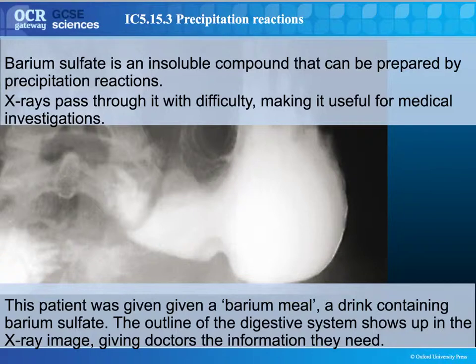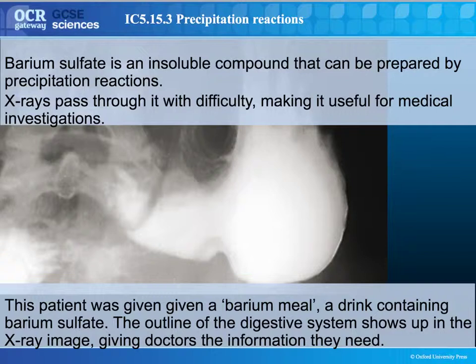Right, the image on the screen is barium sulfate. This is something you've seen before. Barium sulfate is the solid that's formed when barium chloride is used to test for sulfate ions. It's what makes the sulfate test go white. It's a solid that X-rays don't pass through. It's really good for medical investigations.